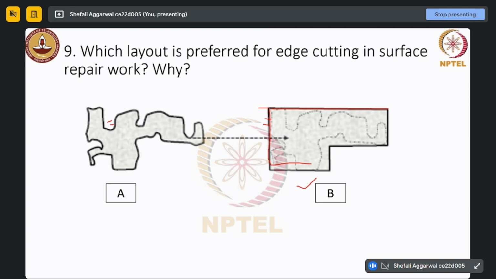Is it clear or do you want more explanation? No, it is understood, ma'am. Since it is a big homogeneous component, it will have more resistance towards any sort of damages. Okay, can we go to the next question then? Yes, ma'am.